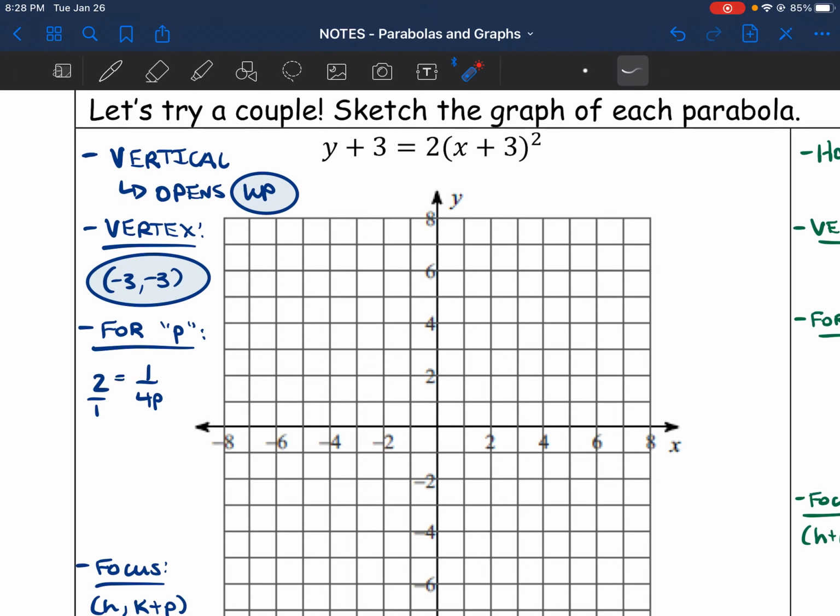So 1 times 1 is going to equal 1, and then 2 times 4p is going to equal 8p. And we can see after dividing the 8 from both sides that p is equal to 1/8. Let's circle that because that's definitely a key piece of information.